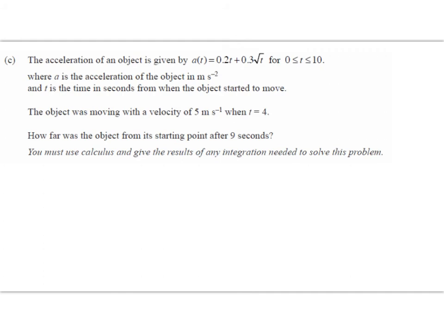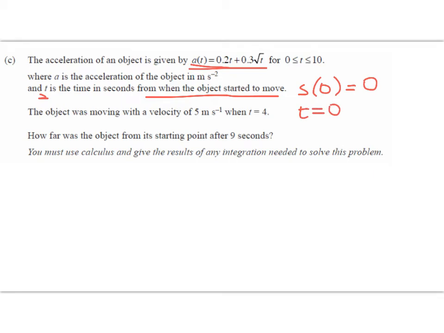Right, last question, and it's a kinematics one. So we're given the acceleration function here, and we're told that t is the time in seconds from when the object started to move. So straight away from there we can write that s of 0 is equal to 0, because when the object started to move, it hadn't moved anywhere. So when t equals 0, s equals 0.